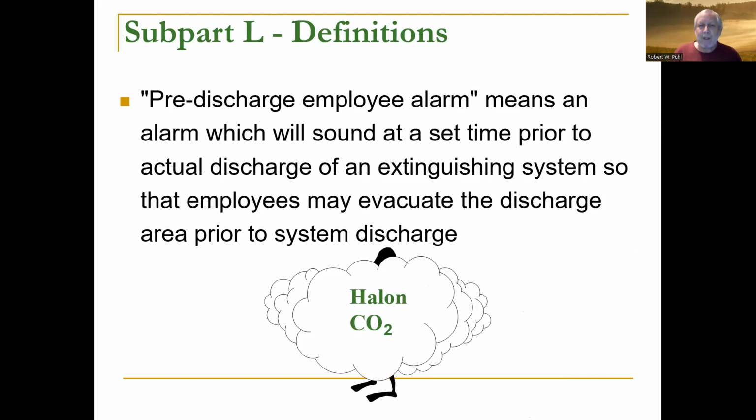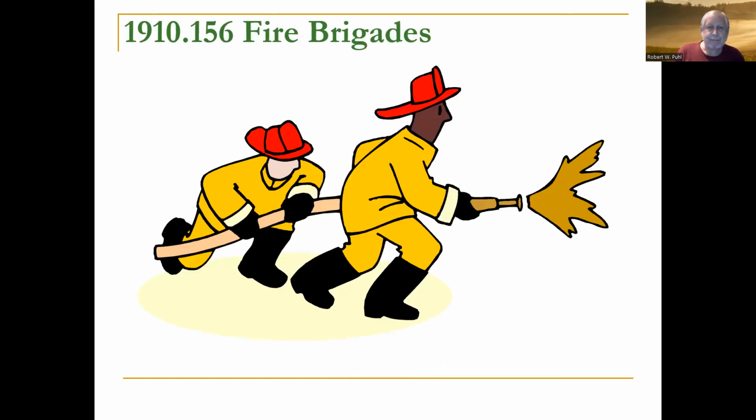Pre-discharge employee alarm means an alarm which will sound at a set time prior to actual discharge of an extinguishing system so that employees may evacuate the discharge area prior to system discharge. In other words, that's a system that's going to discharge a whole bunch of stuff coming down to extinguish a fire in this area, and they give you a little bit of time to get out of there first. So they have a pre-discharge employee alarm, so the employee gets out of there.